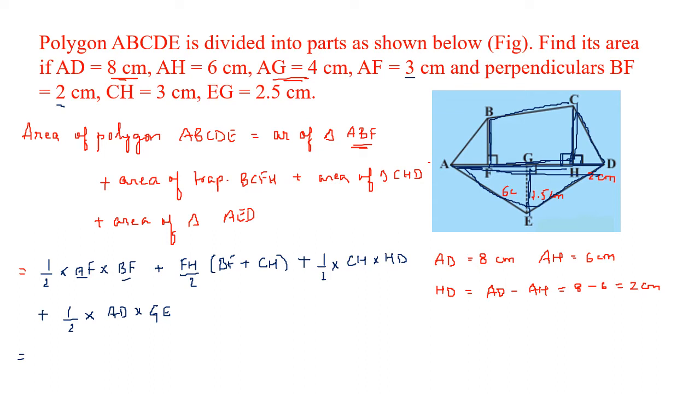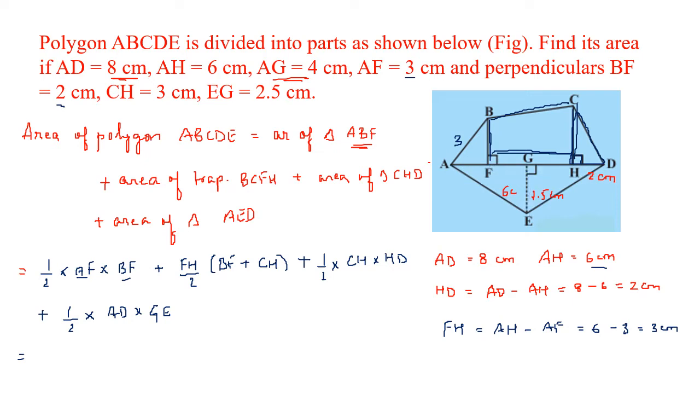How do we find this part FH? Now we see that AH is given as 6 centimeter and AF is given as 3 centimeter. So we can see FH equals AH minus AF, that is 6 minus 3, which should give us 3 centimeter. So let us check now. How shall we check?